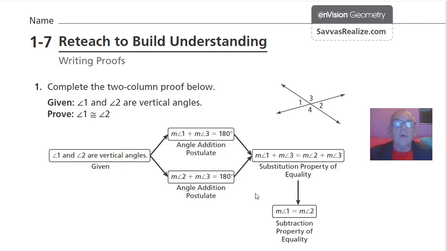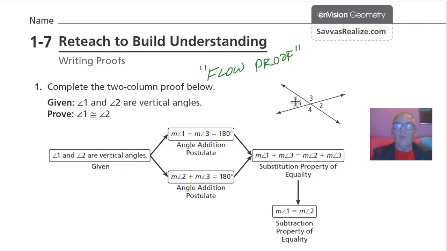Okay, in this video we are doing the Reteach to build understanding on writing proofs. They're giving us what we call a flow proof, a flow chart proof. It kind of shows how things are linked together. And they want us to write a 2-column proof from this. So let's look at the reasoning in this.